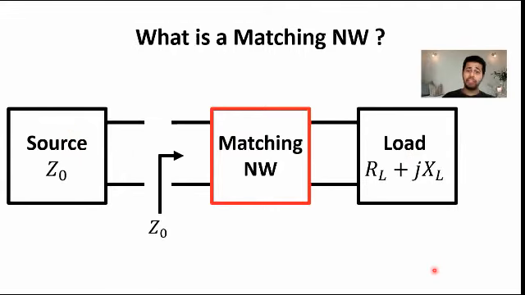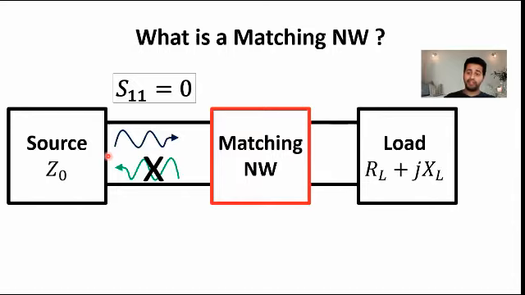So what does matching mean here? From a circuit perspective, matching means that the input impedance we see from the matching network is exactly the same as the source impedance. In terms of scattering parameters, matching means that all the power waves incident on the circuit are absorbed, which means there is no reflection coming back, so matching means that S11 equals 0.